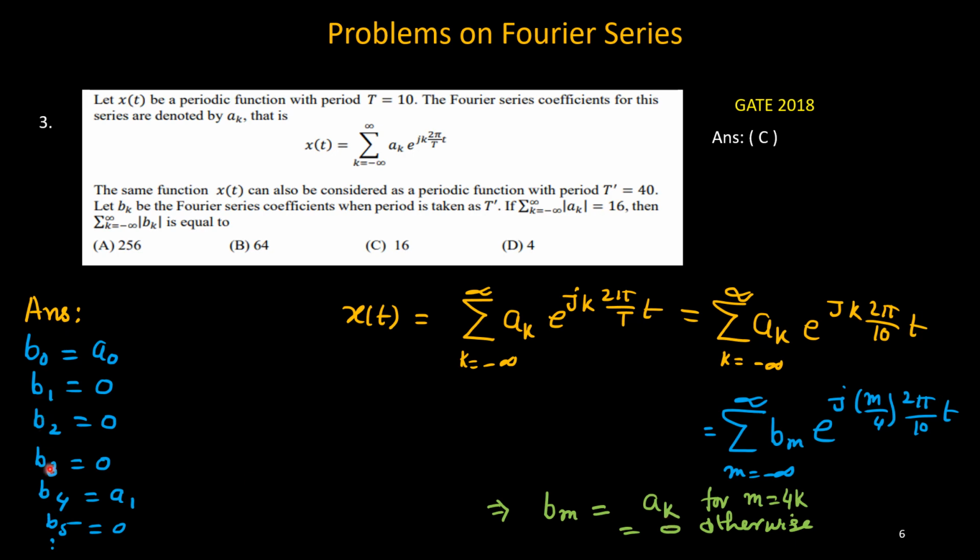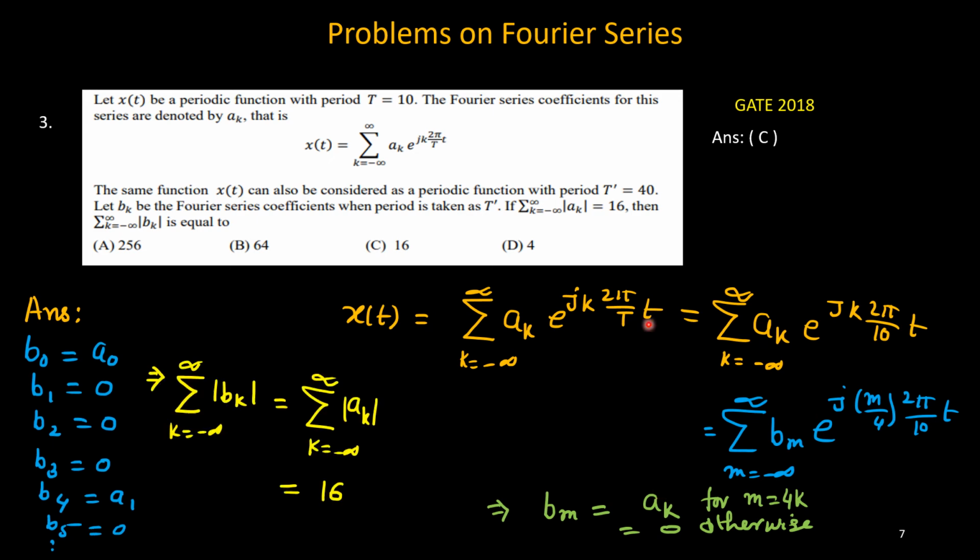Now you can see that this b_m coefficient set includes all the a_k, and the rest are zeros, but obviously it includes all the a_k, right? Thus we can say that the sum of the absolute values of b_k is the same as the sum of the absolute values of a_k, because the rest are only zeros, and this is given as 16. Thus this summation is also 16.